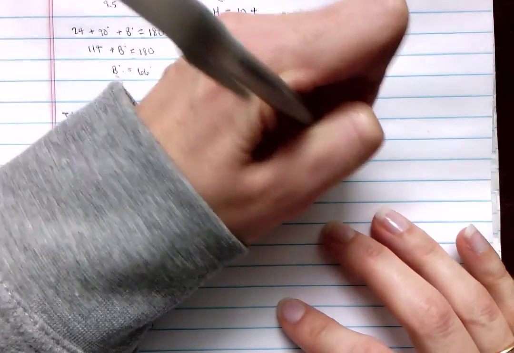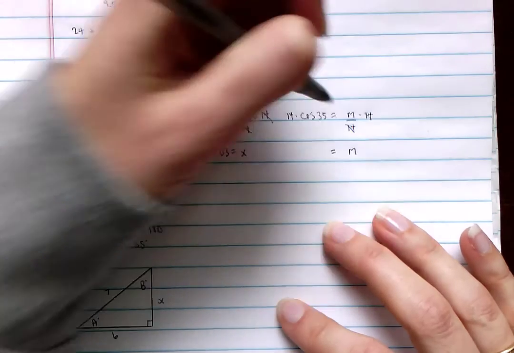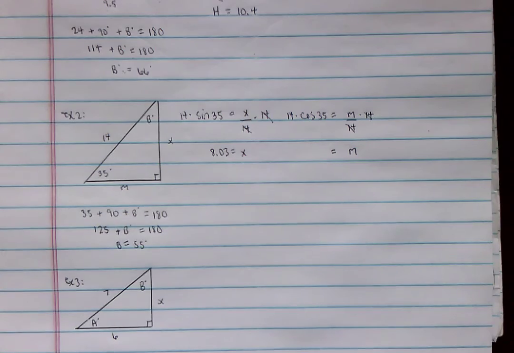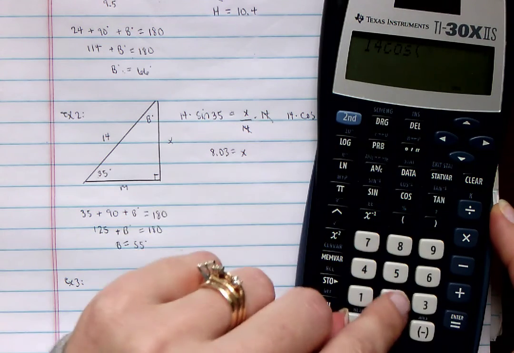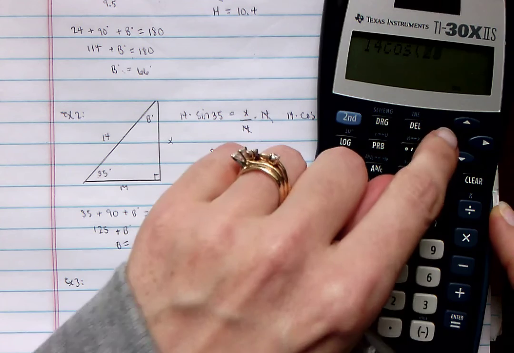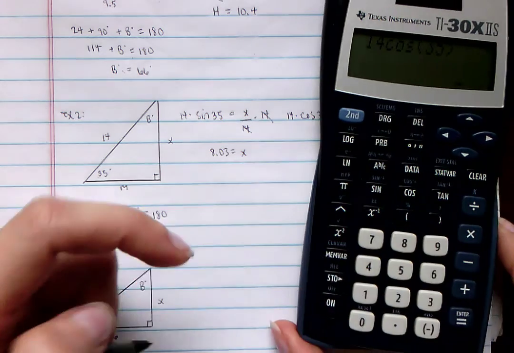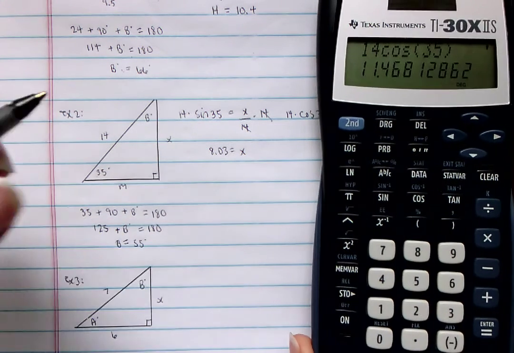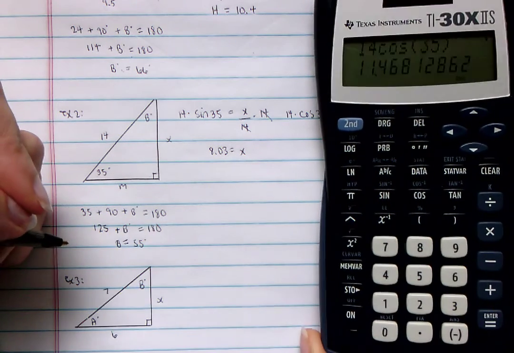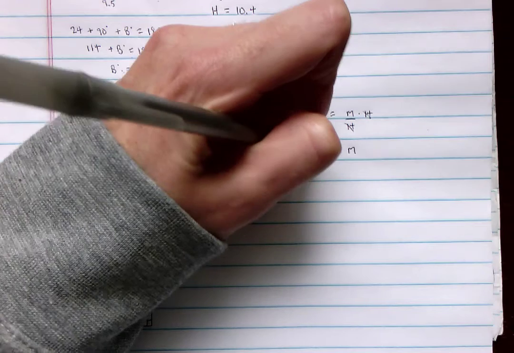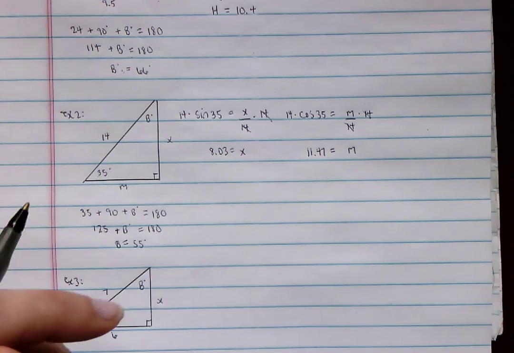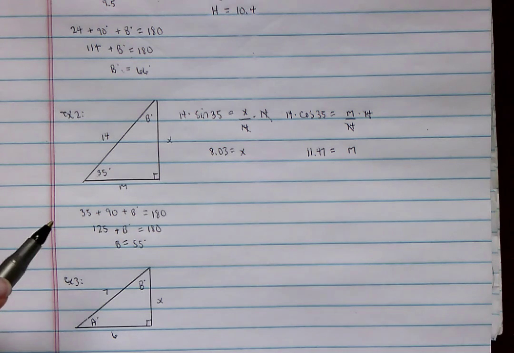So hopefully you're getting the hang of this at this point, and we're still going to do one more after this. So this one is 14 cosine 35. And you get 11.47. So 11.47. All right, so we solved for all three parts of that triangle.